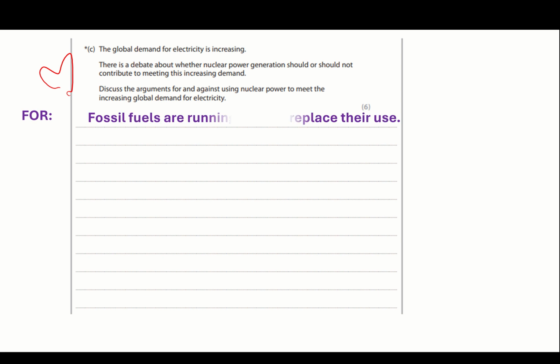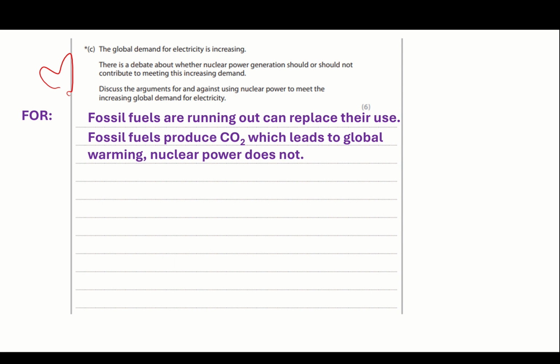So to go through, arguments for: fossil fuels are running out, so we need to be able to replace their use. Now, ultimately, nuclear power requires ores, but the time for that to run out is in many thousands of years. Fossil fuels, and always get this answer in there, fossil fuels produce carbon dioxide, and this leads to global warming. Do not say fossil fuels produce pollution. It's really important. And we've got to give the argument, nuclear power does not. So there's quite a lot to get right in that sentence. Nuclear power is reliable, unlike solar, wind, or wave energy, so having it is a good idea in our energy mix.